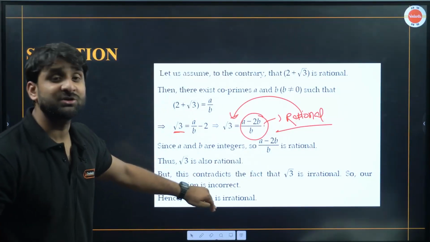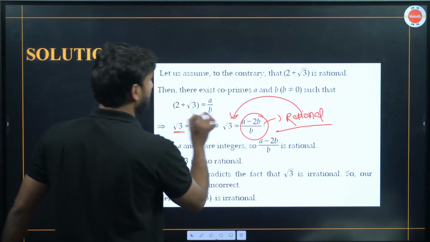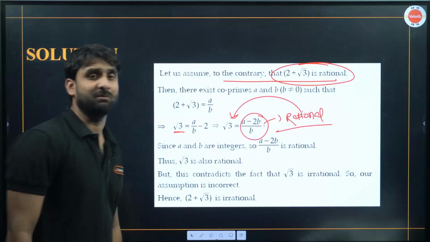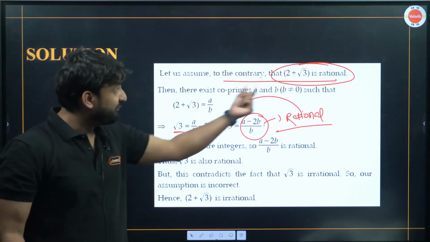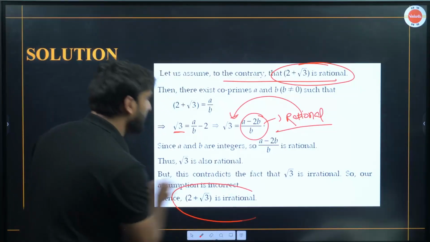So why did this contradiction occur? Because our assumption was wrong. We assumed that 2 plus 5 root 3 is a rational number, which is absolutely wrong. So 2 plus 5 root 3 is an irrational number.